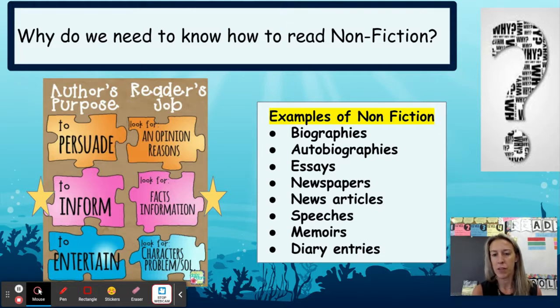Some examples of nonfiction are biographies, autobiographies, essays, newspapers, news articles, speeches, memoirs, and diary entries.